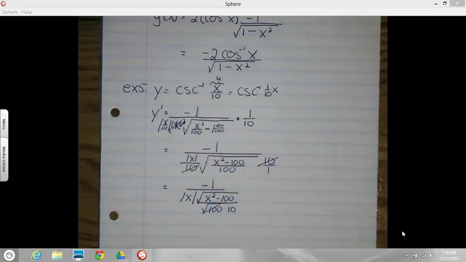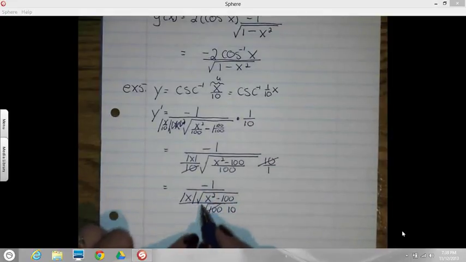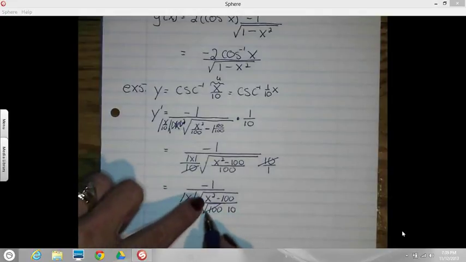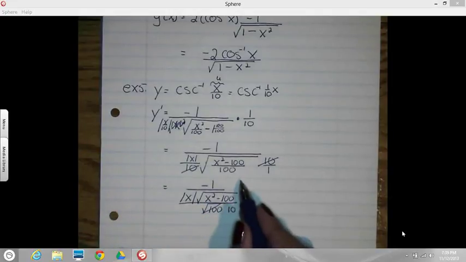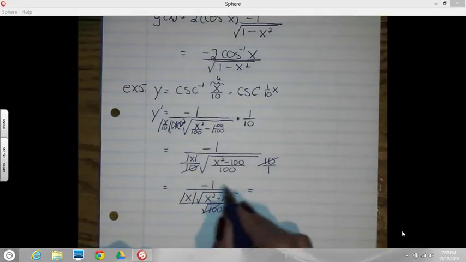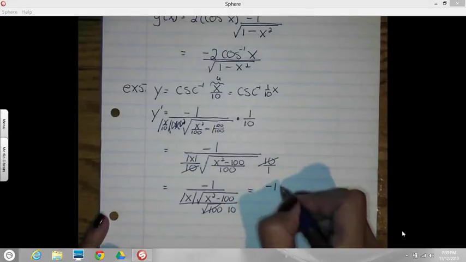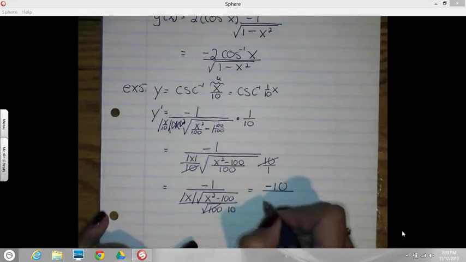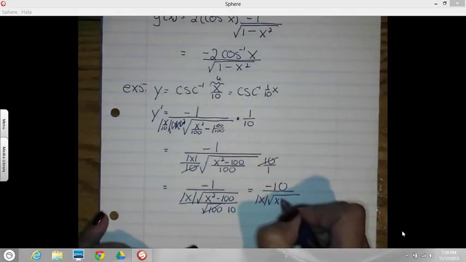So now think about this. I could extend that over 1. Think about this as -1 divided by this ugly fraction. Well, this ugly fraction, I would flip it over and multiply it by the top. If you can see it all, what's going to happen is that 10 is going to come to the top, get multiplied by the -1, and then the absolute value of x, square root of x squared minus 100 is going to stay in the bottom.